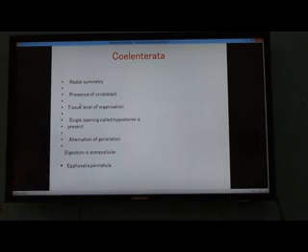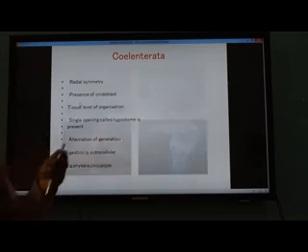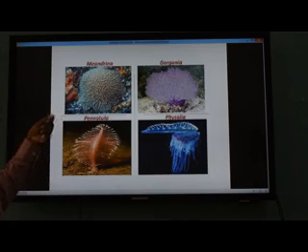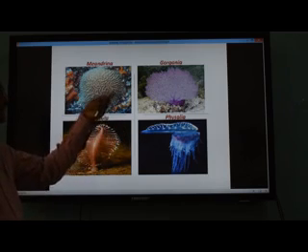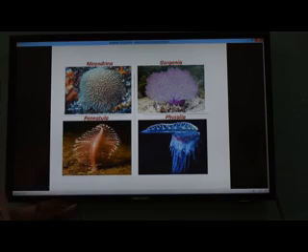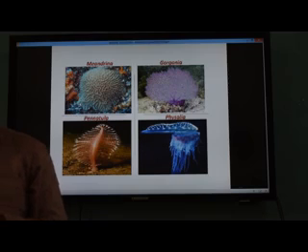Then examples: Physalia, Pennatula. Like this, many coelenterate organisms are there. Even Hydra also comes under this. These are the pictures: Meandrina and Gorgonia, then Pennatula, that is the sea pen, Physalia, that is the Portuguese man of war, and Gorgonia, the sea fan. Structures like these come under this.